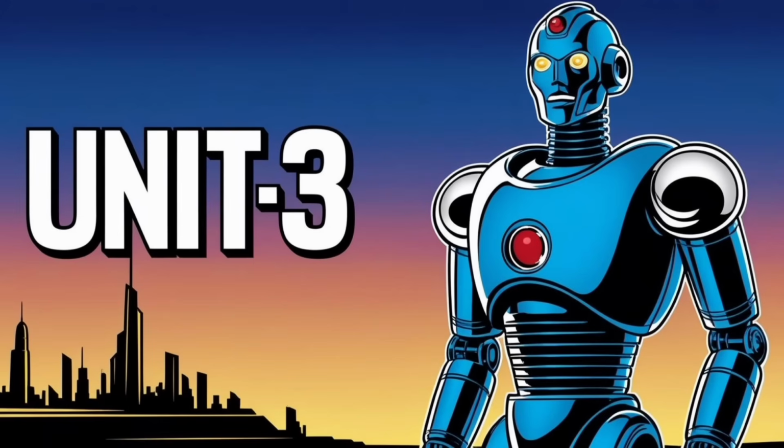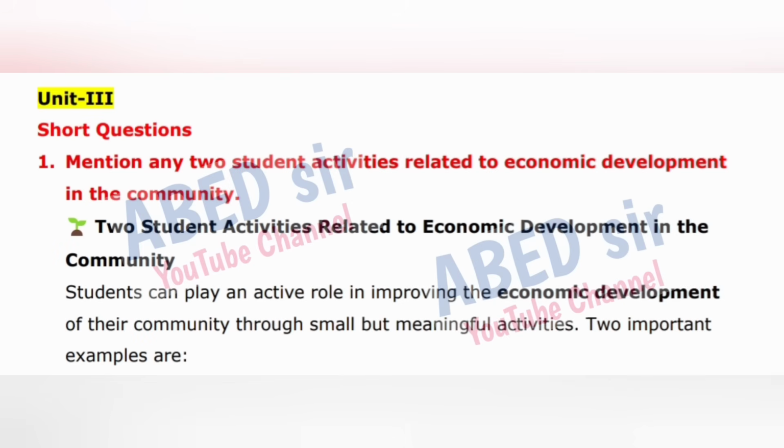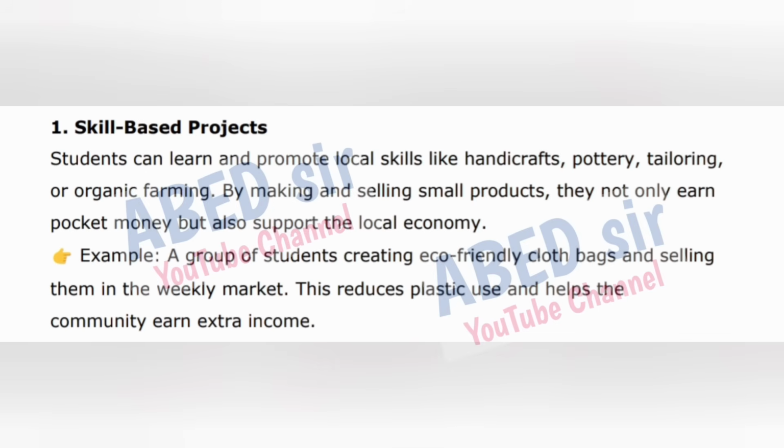Unit 3 first important short question is: mention any two student activities related to economic development in the community. Two student activities related to economic development in the community. Students can play an active role in improving the economic development of their community through small but meaningful activities. Two important examples are: 1.